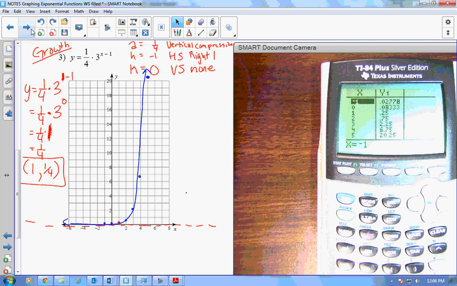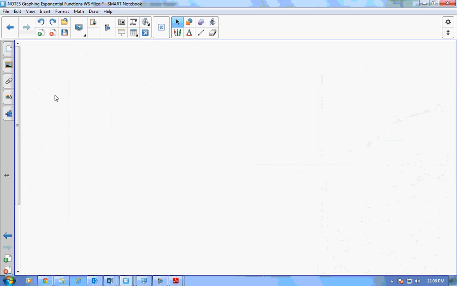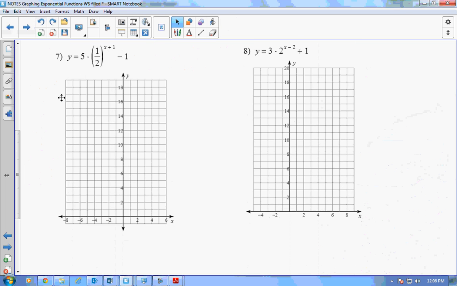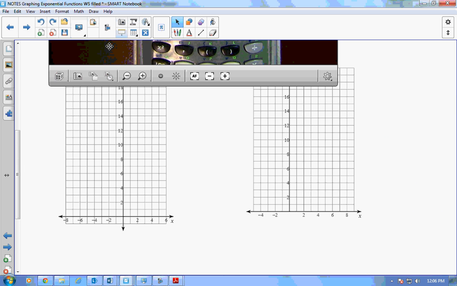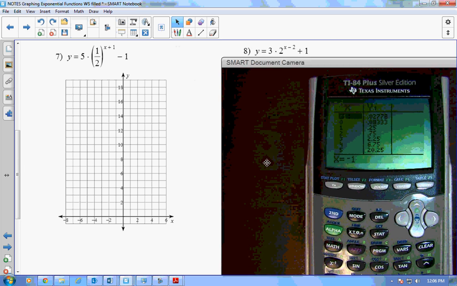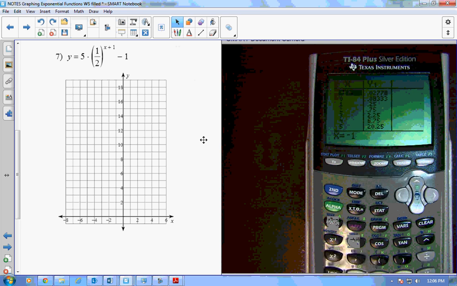There will be a couple of exponentials on your test, but the shifting is the same as the other functions, the absolute value functions, the quadratic functions. They all have the same properties.